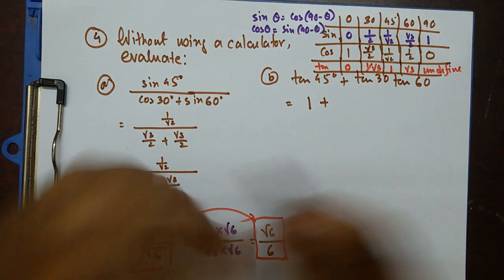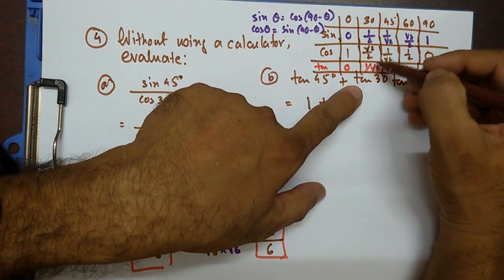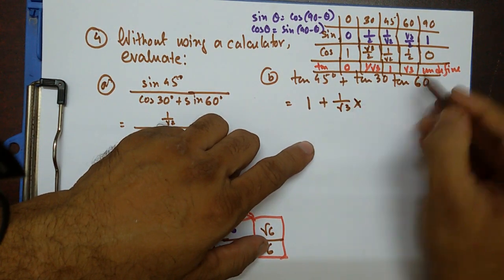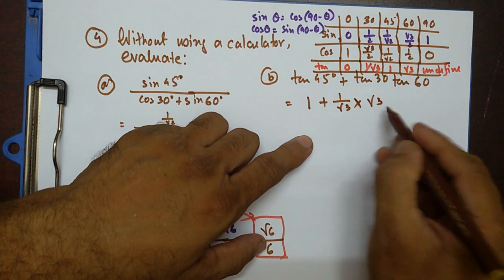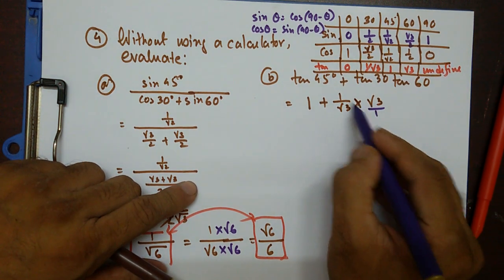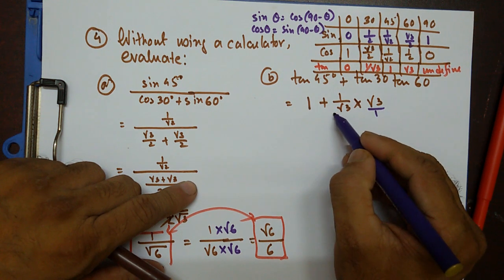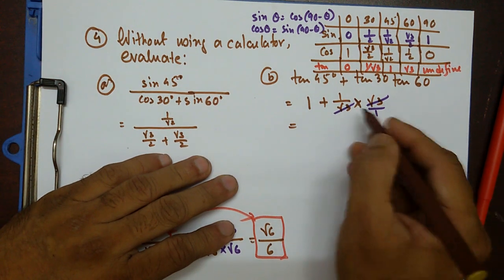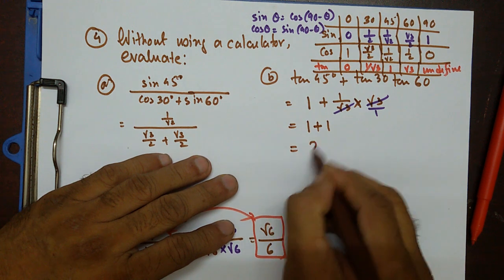Okay, so tan 45 is 1 plus tan 30. Tan 30 is 1 by root 3, times tan 60, which is root 3. Oh wow, look, there is a denominator 1 over here, and then numerator multiplies with numerator, denominator multiplies with denominator, but square root 3, I can cross it out. If I cross square root 3 out, then 1 plus, here I got 1, the answer is 2.